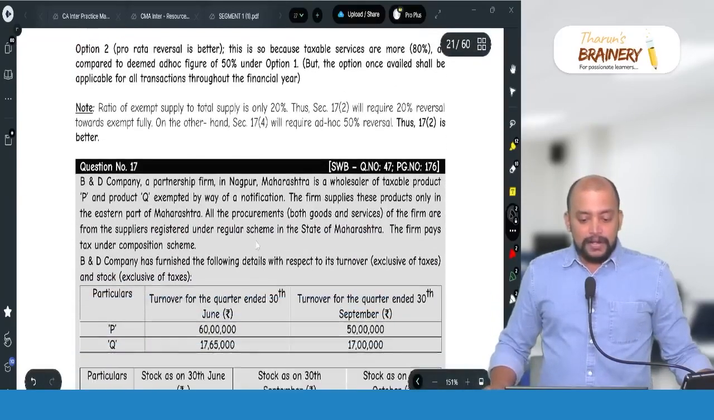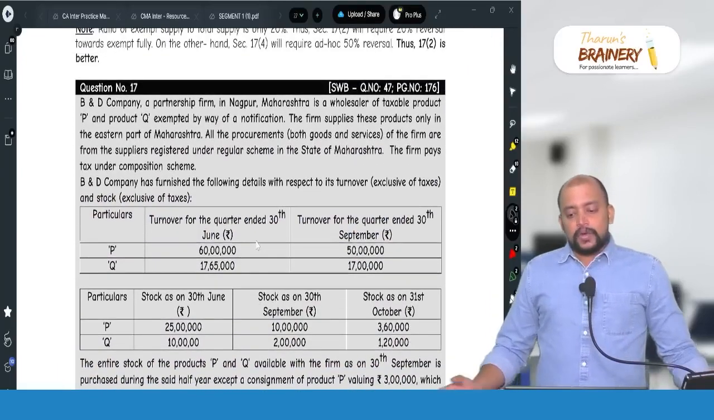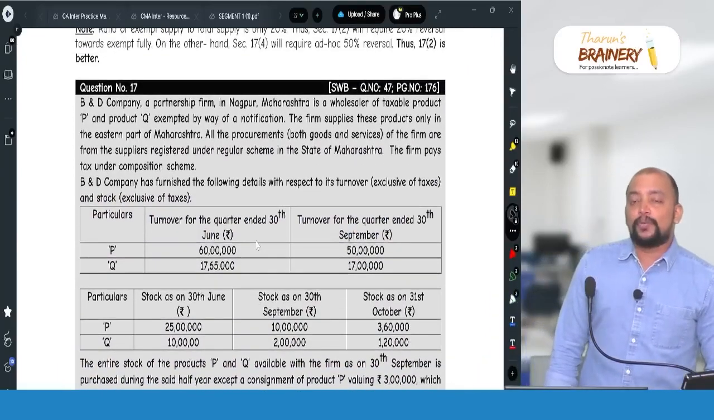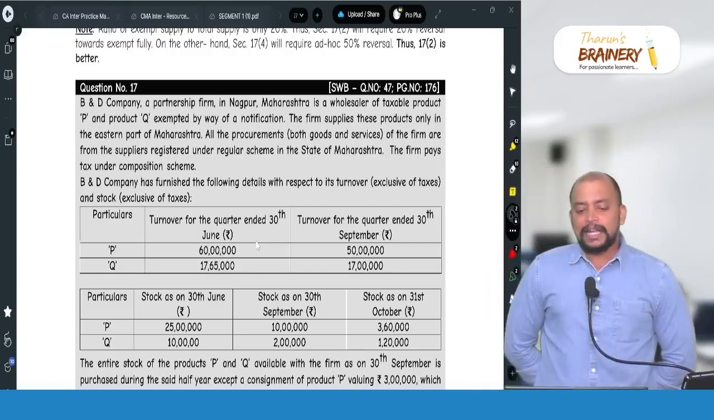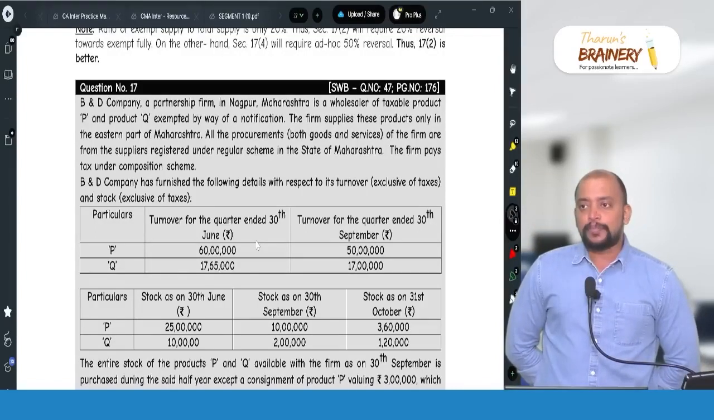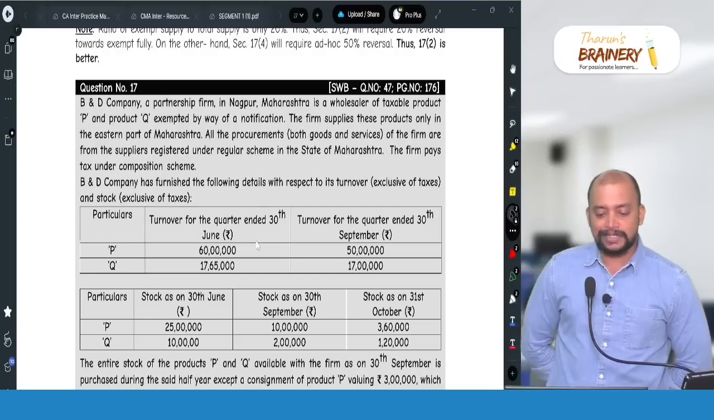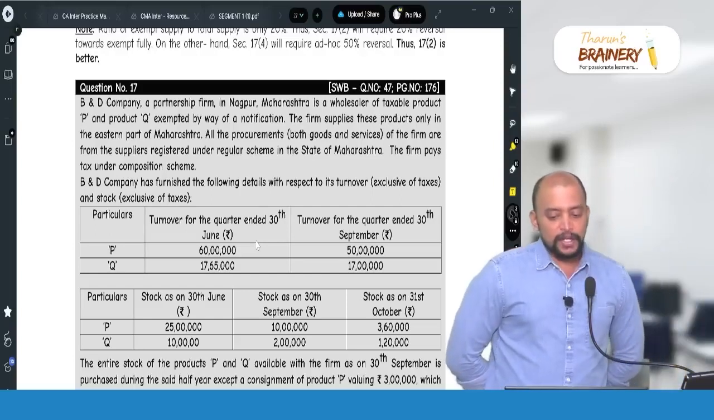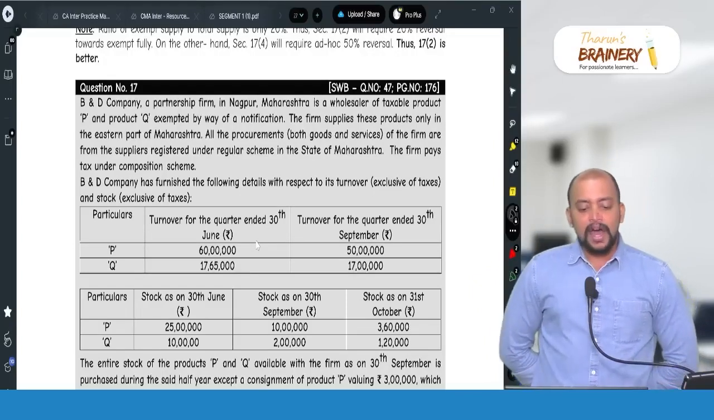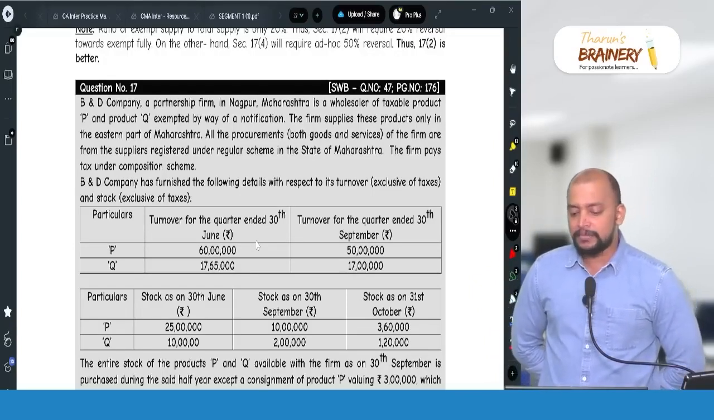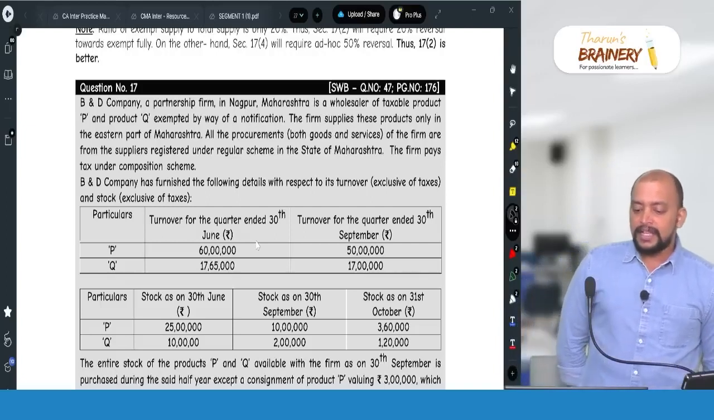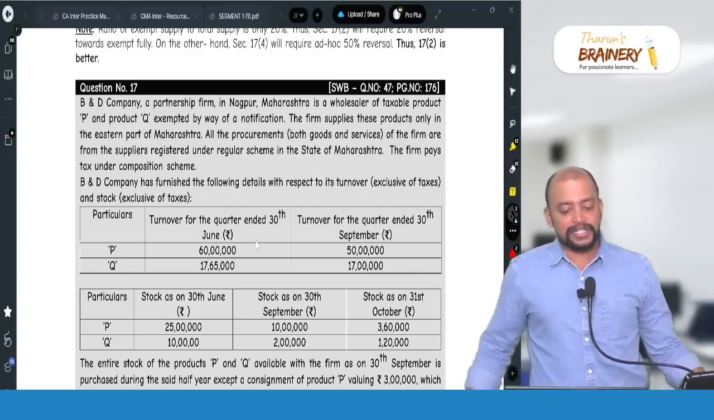Then question 17, this is in page number 176. B&D company, a partnership firm in Nagpur, Maharashtra, is a wholesaler of taxable product P and product Q, exempted by way of notification. The firm supplies these products only in the eastern part of Maharashtra. All the procurements, both goods and services of the firm, are from the suppliers registered under regular scheme in the state of Maharashtra. The firm pays tax under composition scheme.